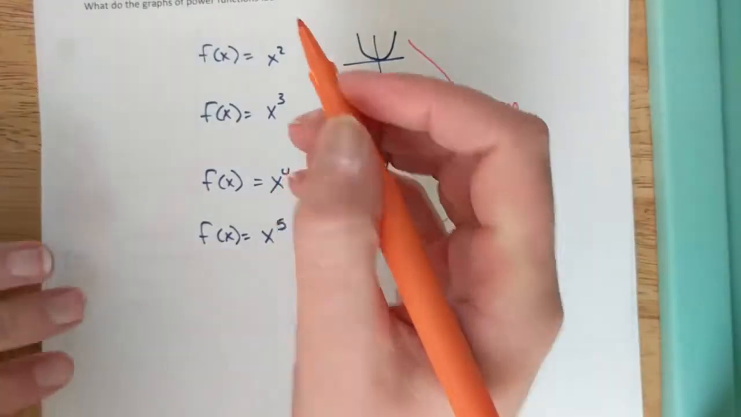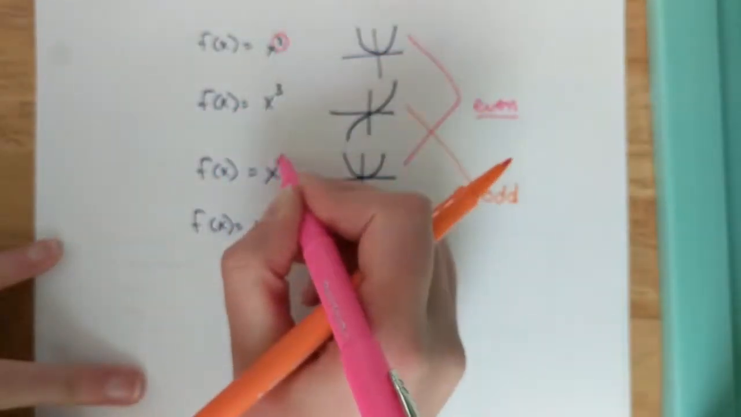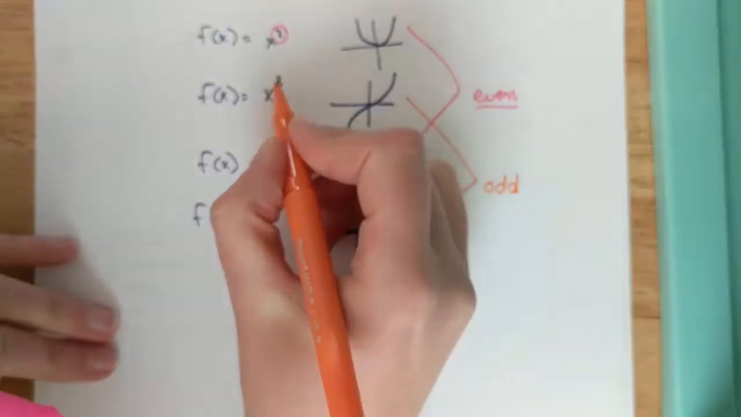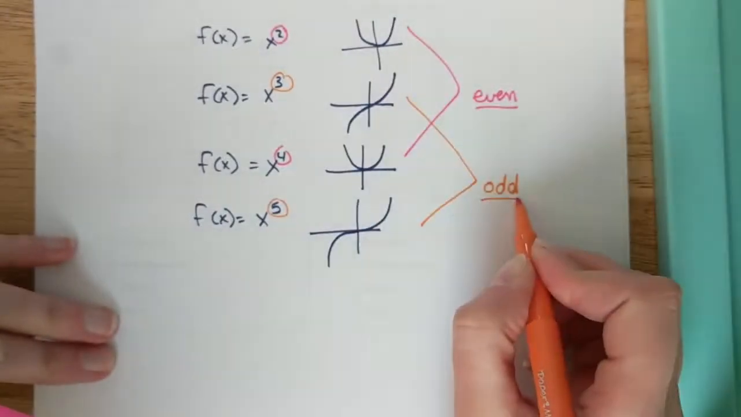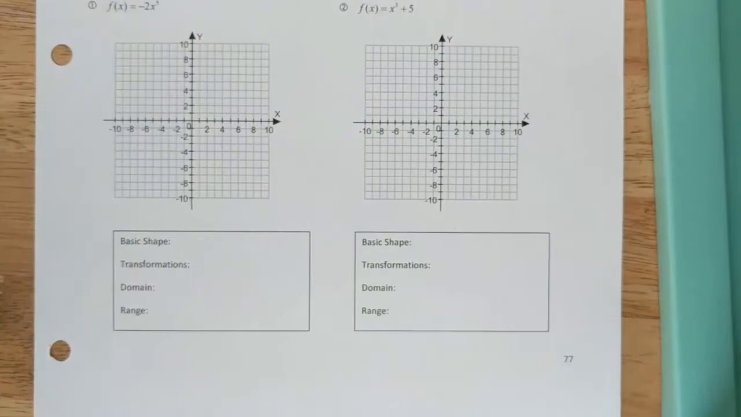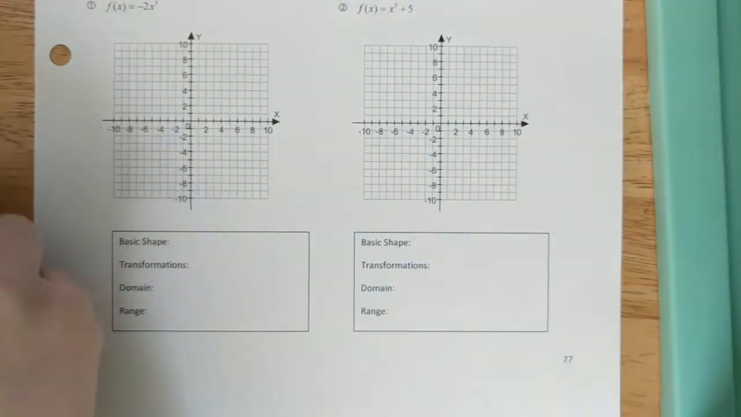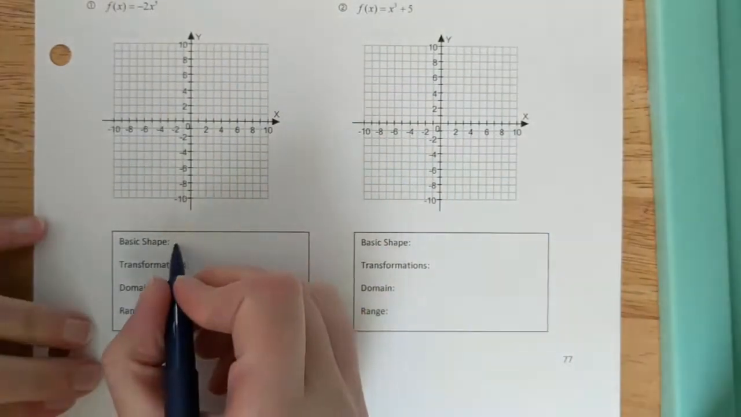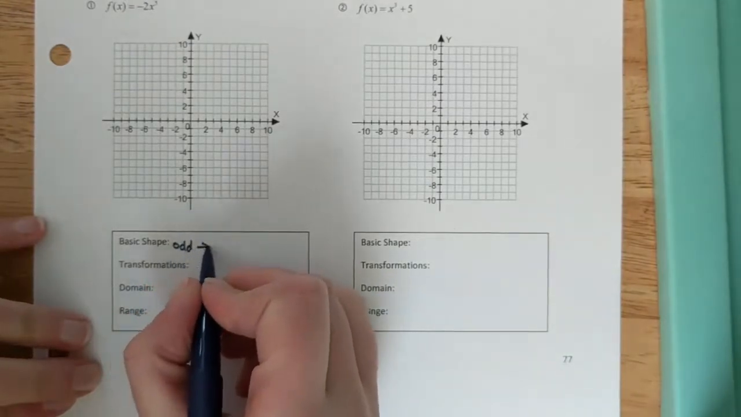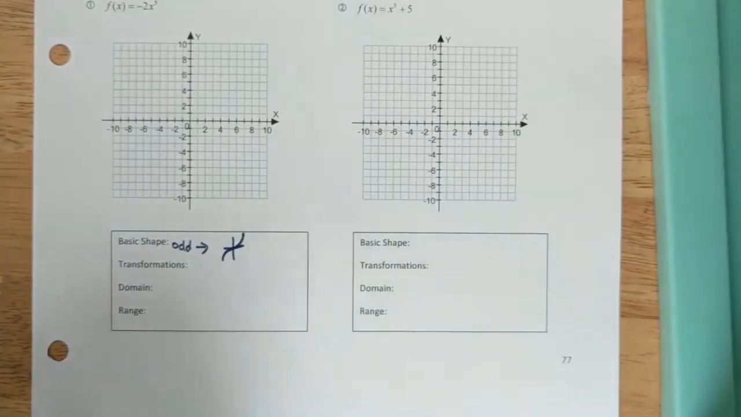Okay, and again, what I'm talking about for even is those powers, 2 and 4. And for odd, we're talking about those powers, 3 and 5. All right, so on the next page, where we see that first box, that transformation box saying basic shape, I know that the basic shape with an odd power means that it's going to be all increasing, swish to the origin like this.